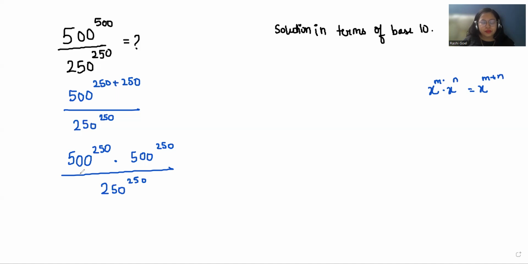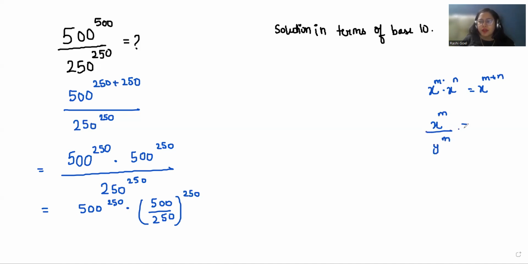Now 500 power 250 times, we can write this as 500 by 250 whole power 250, because according to the exponent rule, x power m by y power m, we can write it as x by y whole power m. Now 250 and 500, we can solve this and they give us 2. So it becomes 500 power 250 times 2 power 250.